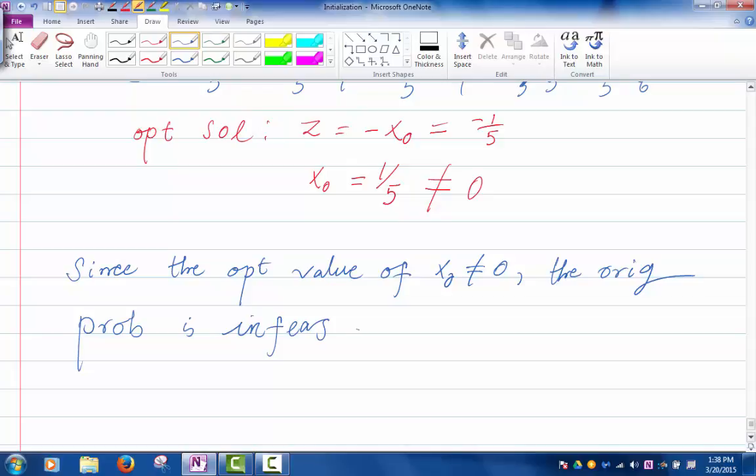Is everybody okay with that? So that really ends the discussion of initialization. Any questions? Anything about initialization?